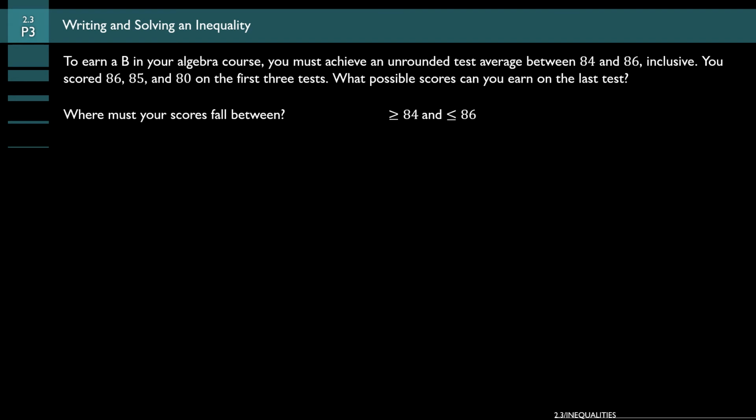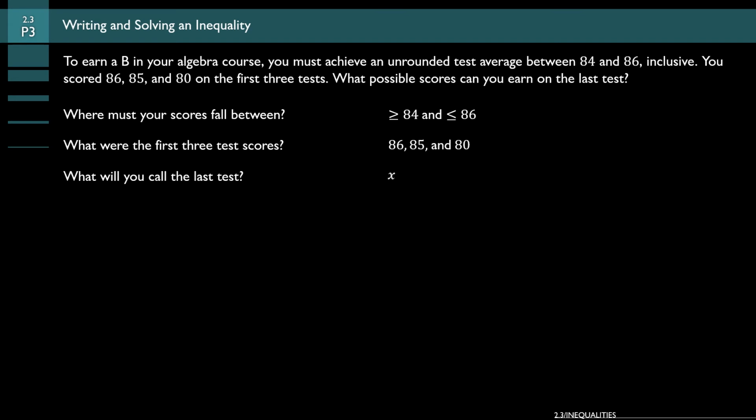So where must your scores fall in between? They have to be greater than 84 and less than 86. What were the first 3 test scores? Your first 3 test scores were 86, 85, and 80. And what are we going to call the last test? Let's just call it X.